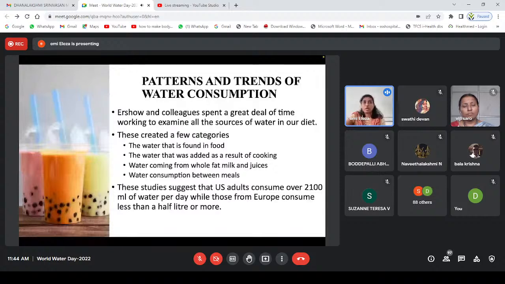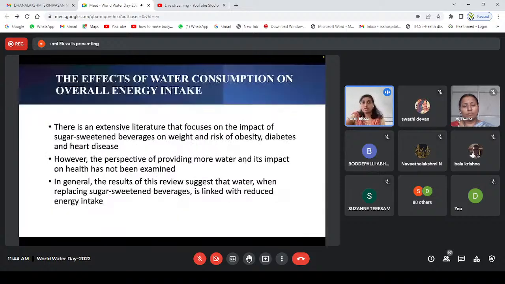The effect of water consumption on overall energy intake. There is an extensive literature that focuses on the impact of sugar-sweetened beverages on weight and risk of obesity, diabetes, and heart diseases. However, the impact of providing more water on health has not been examined. In general, the results of these studies suggest that water, when replacing sugar-sweetened beverages, is linked with reduced energy intake.